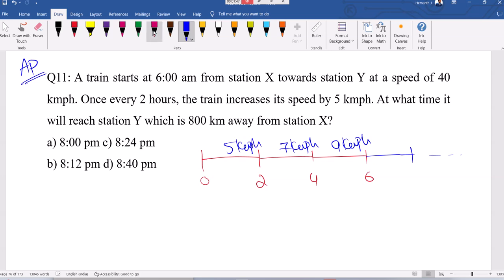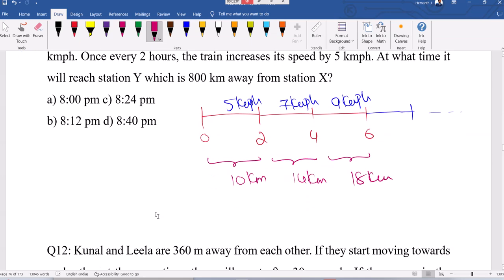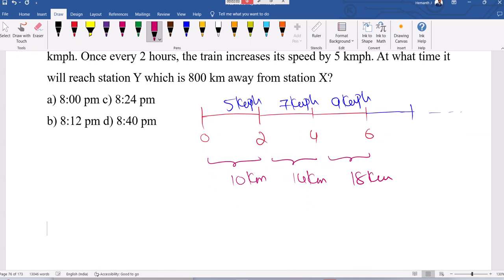Right, so what's the distance to be covered? First 2 hours, 5 kilometer per hour means 10 kilometers. Next 2 hours, 7 kilometer per hour means 14 kilometers. Next 2 hours, 9 kilometer per hour means 18 kilometers. See, this 10, 14, 18, like that we keep going. Finally, we need to reach 800. The sum of this should be close to 800.